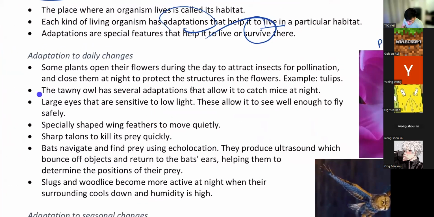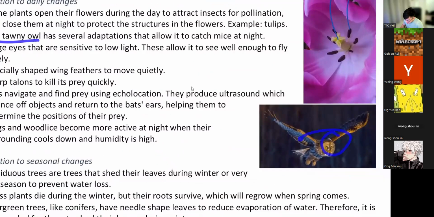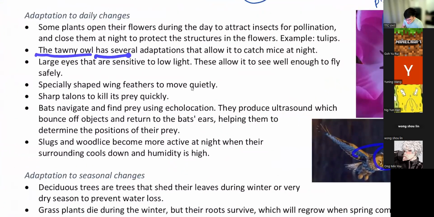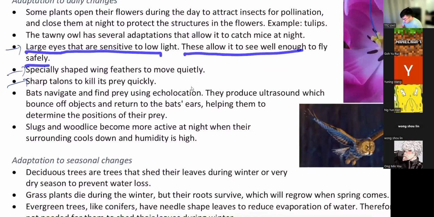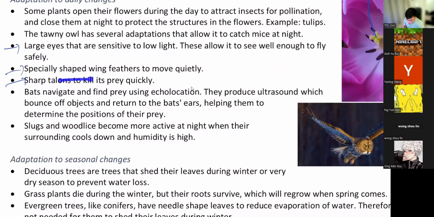So durian flowers open at night. Okay. So anyway, the tawny owl, which is this guy, they look ugly. It has several adaptations that allow it to catch mice at night, right? So these are the few characteristics it has. Number one, they have large eyes that are sensitive to low light. These allow it to see well enough to fly safely. Okay, they have very good eyes. They have soft wing feathers to move quietly, and they have talons. Okay, that means they have a claw to catch their mice, their prey.